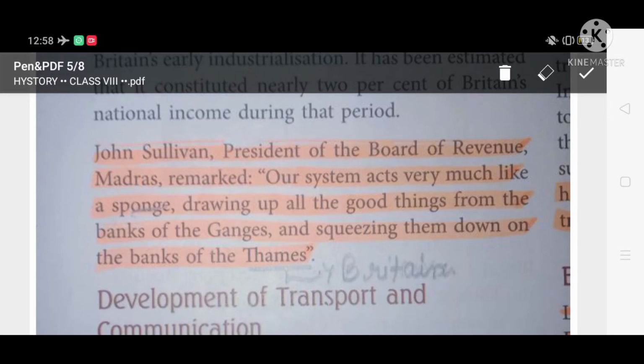John Sullivan, president of the Board of Revenue, very important, this person.